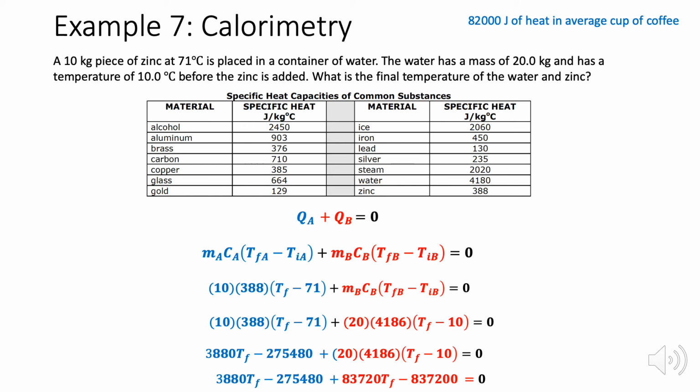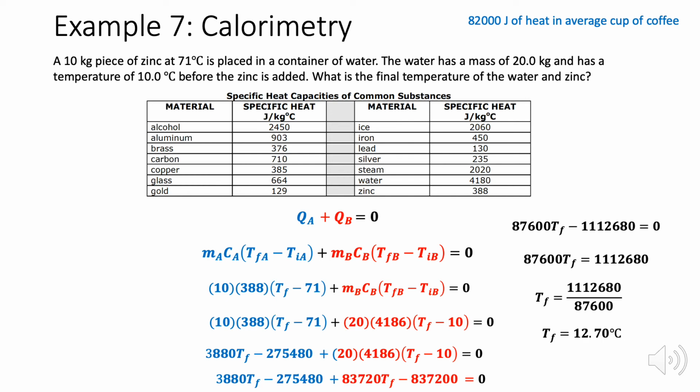Next, this is a simple algebra question. Combine my like terms, so combine my Tf's together, and then solve for Tf. Let me move that constant to the right side of the equation, and then divide to get the Tf by itself. Then I'm going to put it in my calculator, and what you'll get is the final temperature when you mix the zinc in the water is 12.70 degrees Celsius.